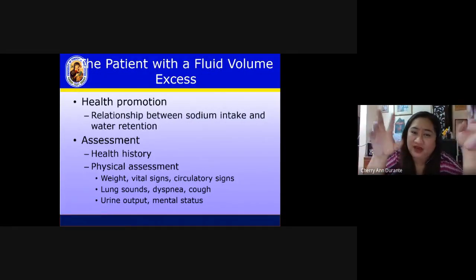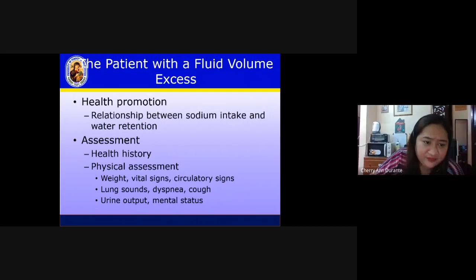Basta, 1 kilo is equivalent to 1 liter. Okay, so you have there your vital signs. So, paano ngayon ang fluid volume excess? Kapag shock or hypovolemia, you have hypotension and tachycardia. What about for fluid volume excess? The thing about fluid volume excess is that the vital signs will actually reflect it as well.